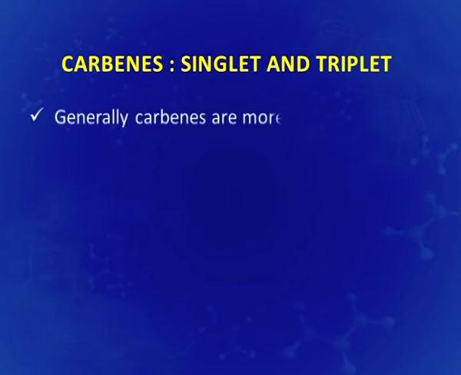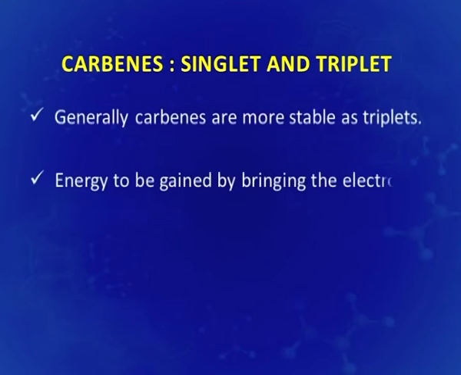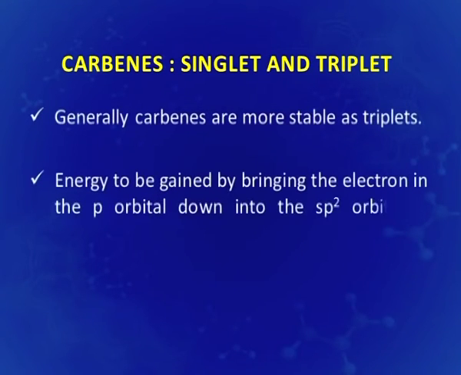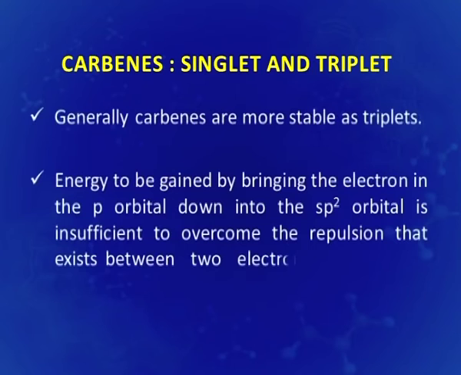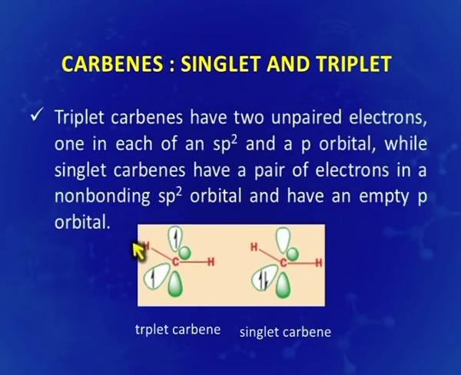Generally, carbenes are more stable as triplets. Energy is gained by bringing the electron in the p orbital down into the sp2 orbital, which is insufficient to overcome the repulsion that exists between 2 electrons in a single orbital. So, the triplet carbene is more stable because there is no repulsion between the 2 electrons which do not have the spins to repel each other, whereas in the case of singlet carbenes the spins repel, therefore this is not very stable.